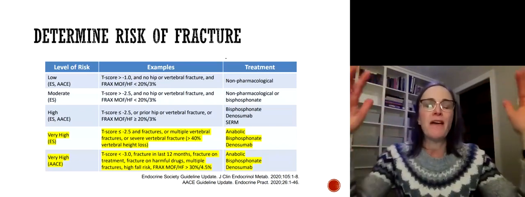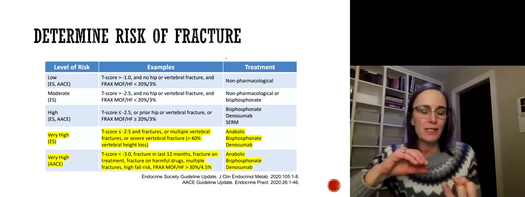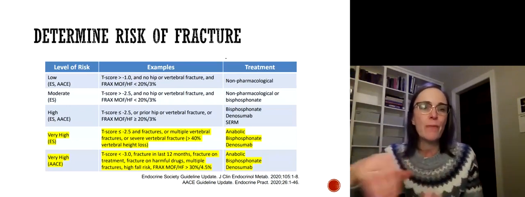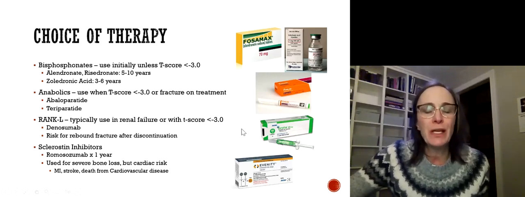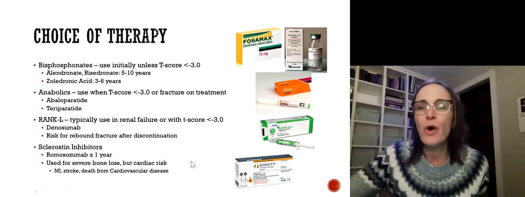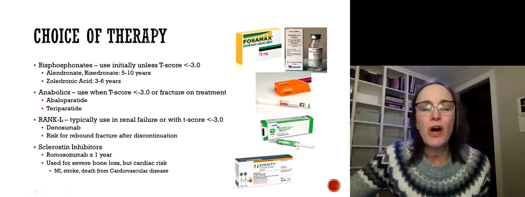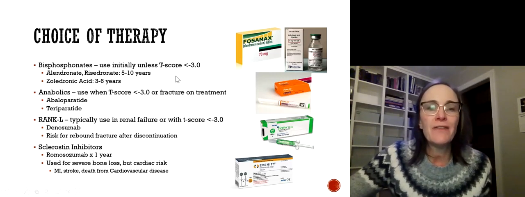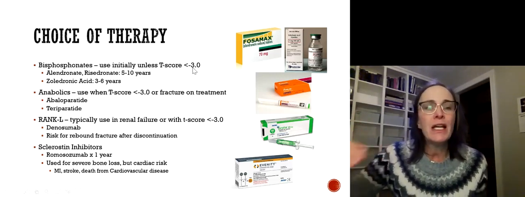And it's just one of those things with every bone patient I go through my head of, what is the diagnosis? What is the cause? And how am I going to treat that? How do you choose therapy? This is literally in itself a whole other talk. But basically, bisphosphonates are almost always first line, as long as the T-score is not below -3.